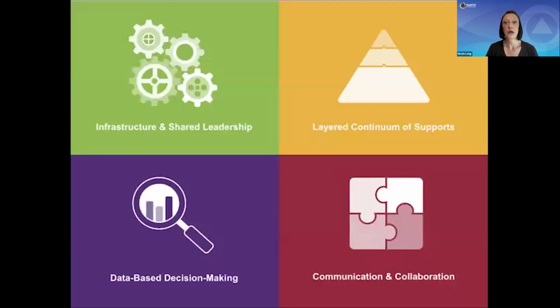The framework of a multi-tiered system of support is built around 4 essential elements, all of which are present in the Continuous Improvement Plan. These are infrastructure and shared leadership, communication and collaboration, layered continuum of support, and data-based decision-making.